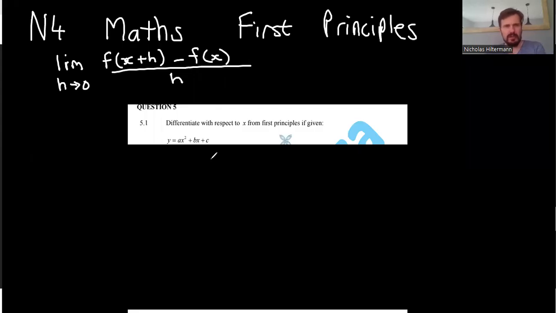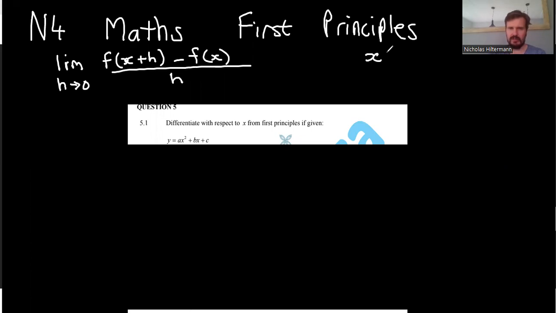Okay, so when we are dealing with first principles, I haven't actually done a question like this. It's normally when it's a simpler question. So for example, well, first of all, first principles gets the derivative, but in a really long-winded way. So I'll show you an easy example.